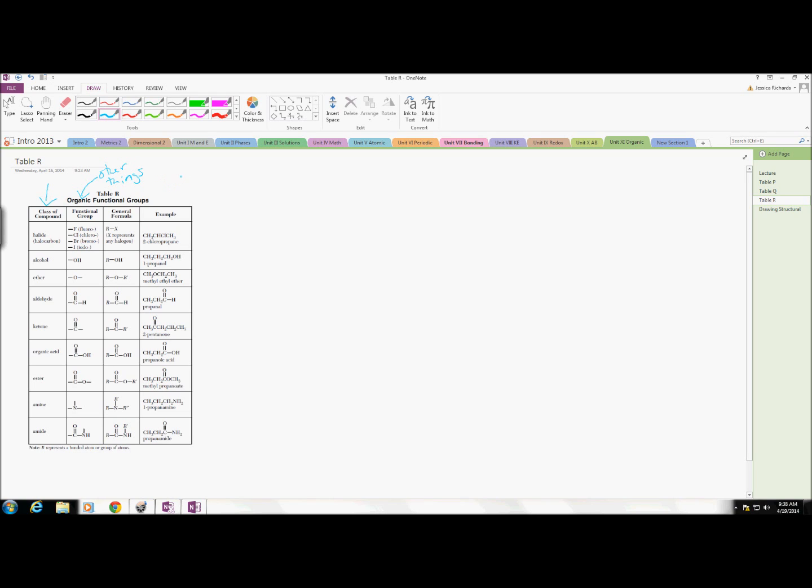So if you're trying to figure out what kind of organic molecule you have, the first thing you do is look at what's in it. If it's only carbons and hydrogens, then you use table Q. It's one of the hydrocarbons. If there's anything else, we are going to use table R.